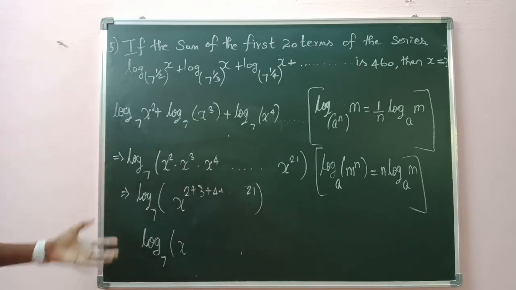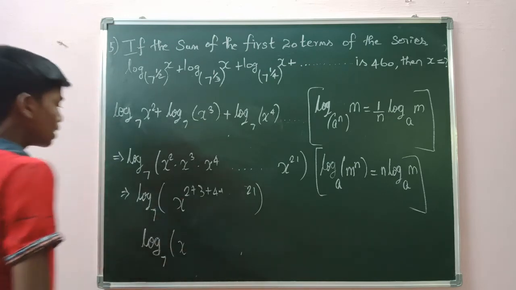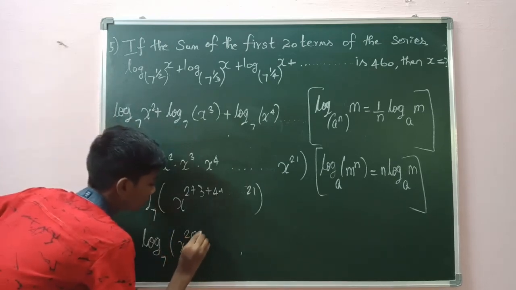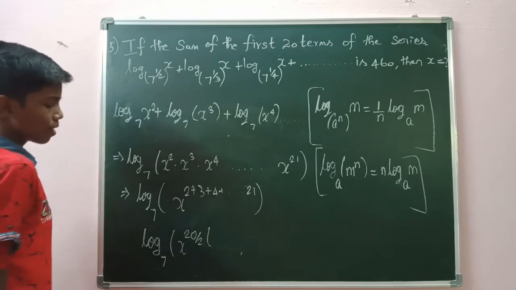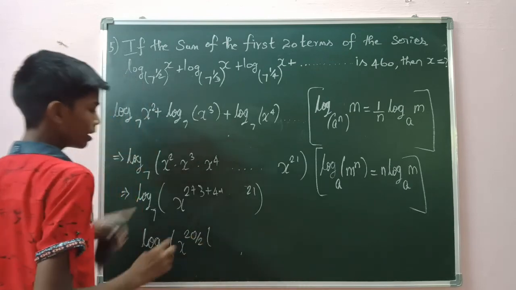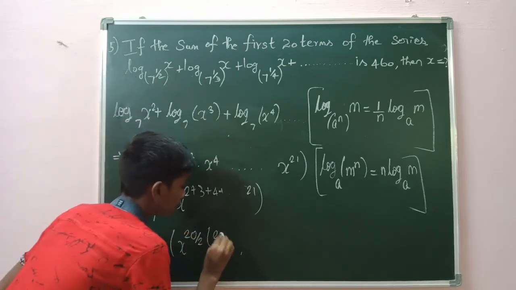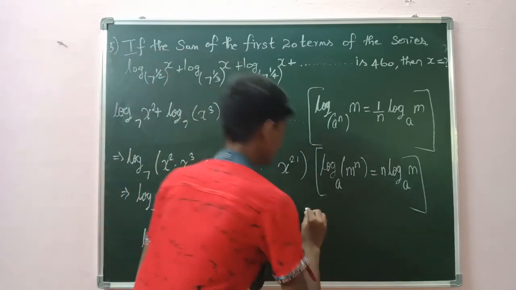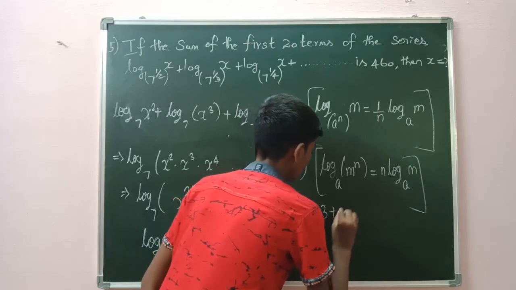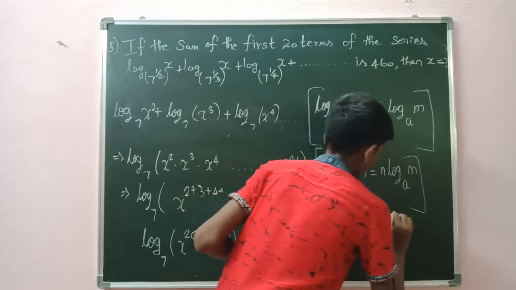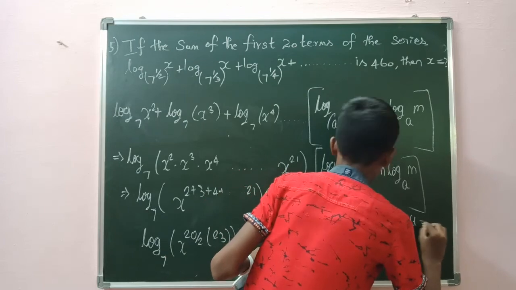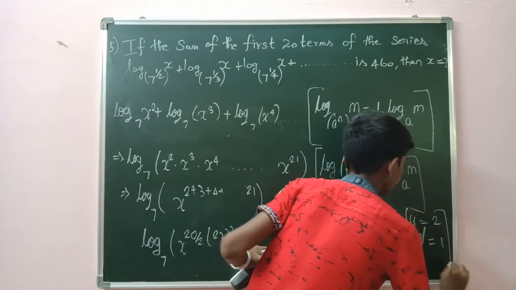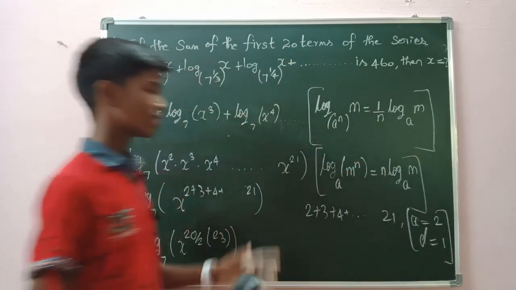If the common difference is 1, use your sum of n terms of an AP formula, that is n by 2, n by 2 is 20 by 2 into first term plus last term. That formula is something I am going to use. First term plus last term will be 2 plus 21, that will be 23. I will say what I am doing because some people can't understand. 2 plus 3 plus 4 all the way up to 21 I am having now. Here your first term is nothing but 2 and the common difference is nothing but 1. Your first term a is 2 and common difference is 1.